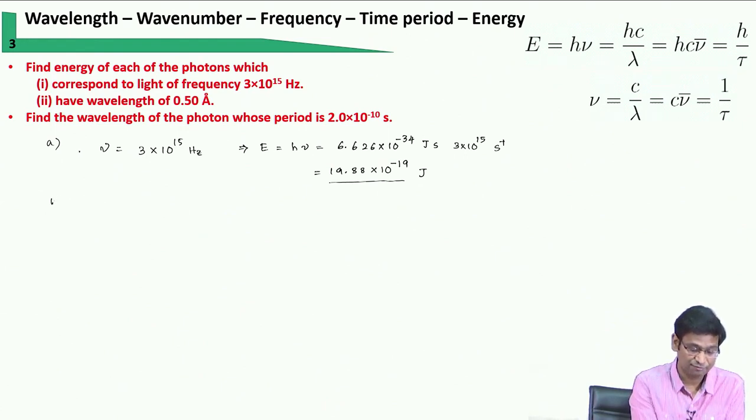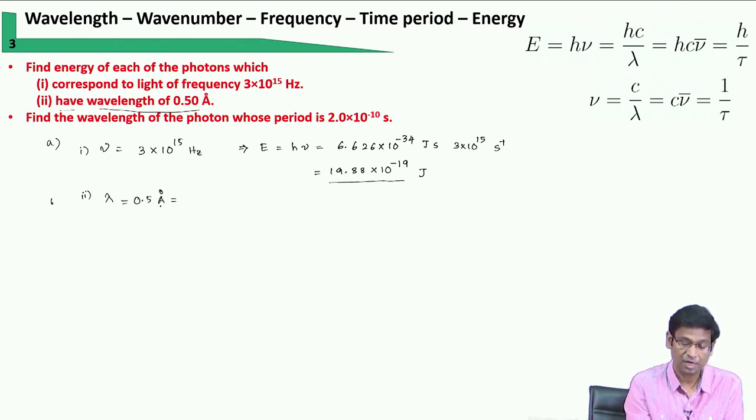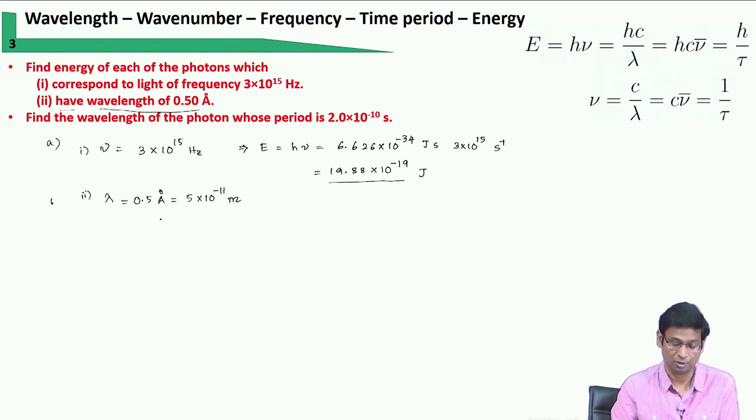Now, this is the first bit of the question. The second: if the photon has wavelength of 0.5, so in this question, instead of giving nu, the problem gives us the wavelength, which is lambda, 0.5 angstrom. We know that 1 angstrom is 10 to the power minus 10 meter. So, I can express this in meter units, and this is 5 into 10 to the power minus 11 meter. Now, what will be the energy?